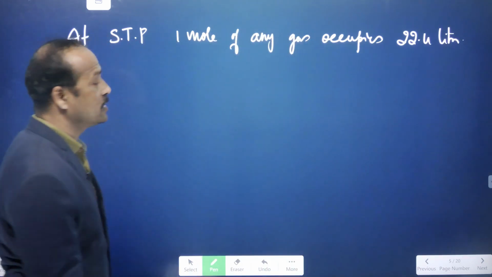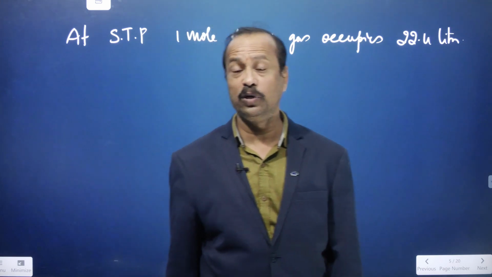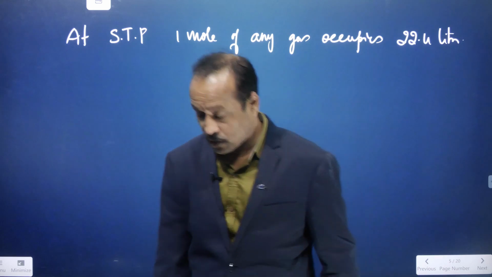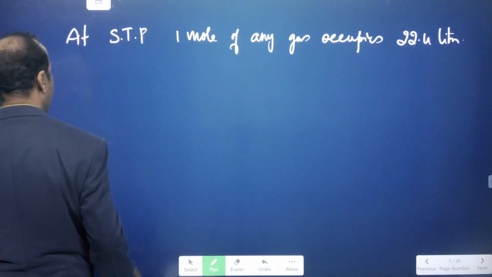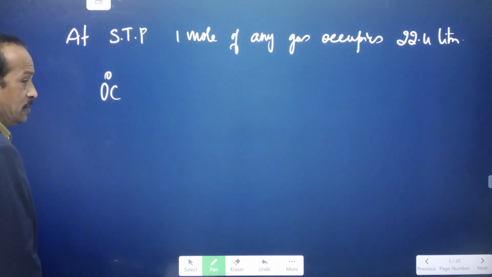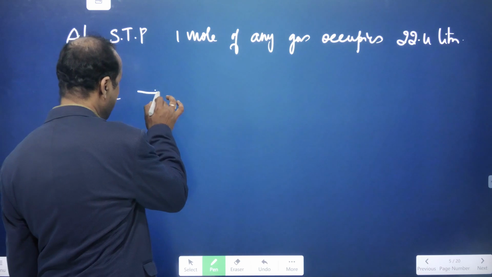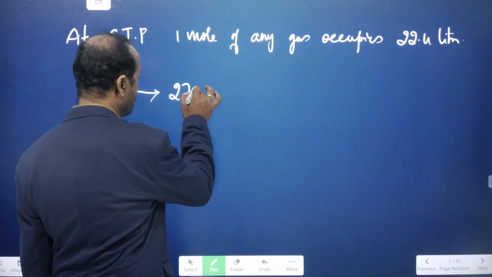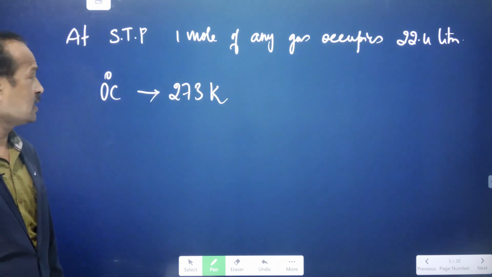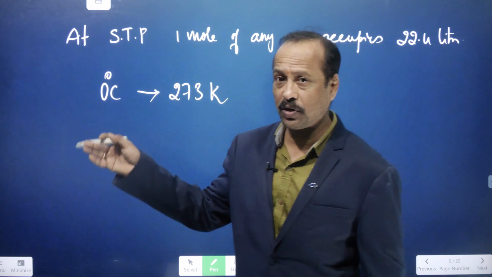STP means standard temperature and pressure. What is the standard temperature? Standard temperature is nothing but 0 degrees Celsius. 0 degrees Celsius can be expressed in Kelvin as 273 Kelvin, because the SI unit of temperature is Kelvin. So normally we say 0 degrees.